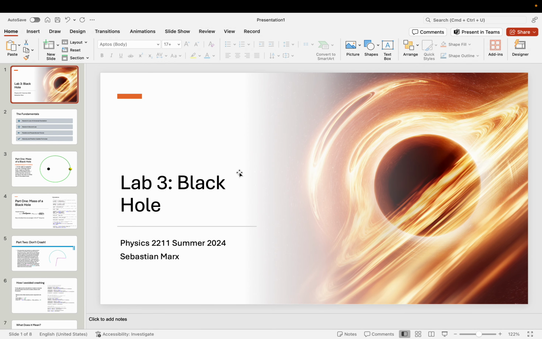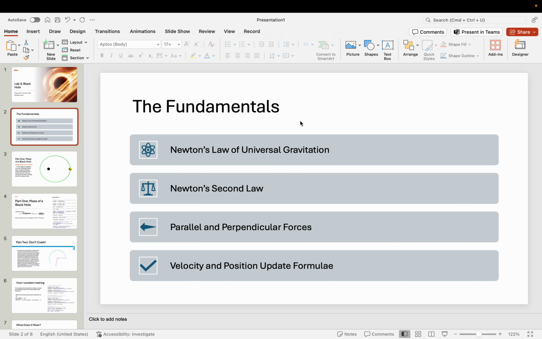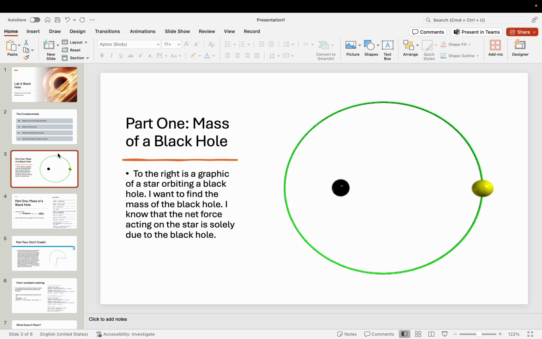Okay, this is Lab 3, Black Hole at Georgia Tech, Physics 2211, Summer 2024. So we've got the fundamentals we're going to be using in this experiment. Part 1 of this experiment is called mass of a black hole. The goal here is to find the mass of this black hole right here, given that a star is orbiting it and that the only force acting on the star is the net force from the gravitational pull of the black hole.